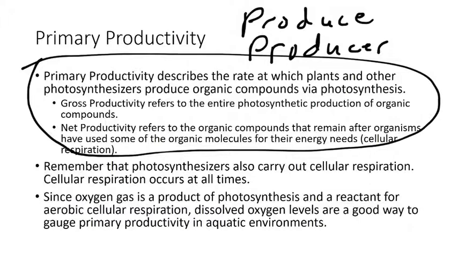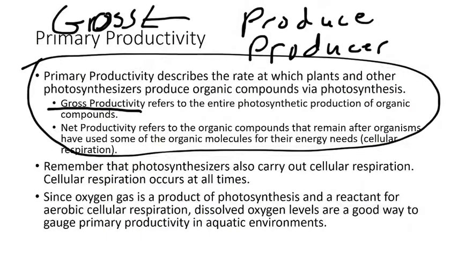Now we might oftentimes talk about gross productivity and net productivity. Don't let those terms confuse you. Gross productivity is the entire photosynthetic production of organic compounds. For example, if you have a job, you know that your gross pay is the total amount of money you earned. So you take your hourly wage times the total number of hours that you worked. That's your gross pay. Now your paycheck is not actually made out for that amount because before your paycheck is written to you, deductions are made from that paycheck, things like taxes and Social Security.